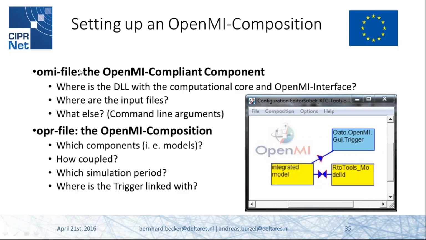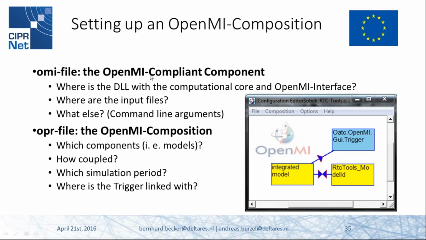This is an XML file, and this file must contain the following information. Where is the dynamic link library with the computational core and the OpenMI interface? Where are the input files? And maybe there's something else like command line arguments, or something like an output folder where to write the simulation results. And this is the case in the SOBEK model that I just presented.